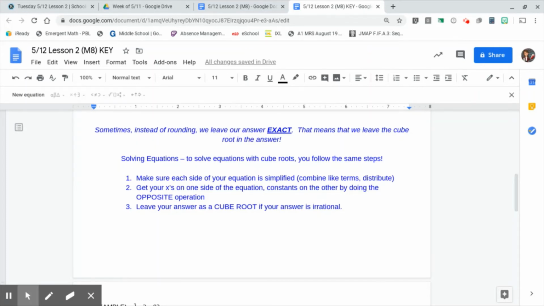Now we're going to do some solving equations just like we did in lesson 1. To solve equations with cube roots, you follow the same steps. Number 1, make sure each side of your equation is simplified, so combine like terms and distribute. Number 2, get your x's on one side of your equation and constants on the other by doing the opposite or inverse operation. And 3, leave your answer as a cube root if your answer is irrational. You're basically leaving your answer as a cube root all the time unless it says to round.